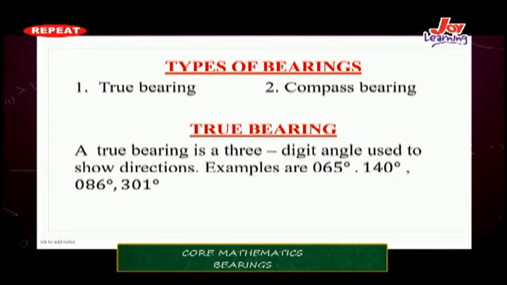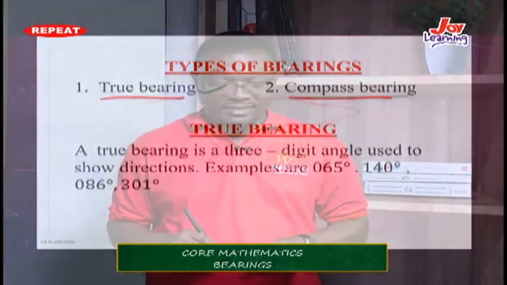Types of bearings. Basically, we are going to consider two types of bearings. The first one, we call it the true bearing. The second one is compass bearing. True bearing and compass bearing. So you are going to take them one after the other. The first one is the true bearing.